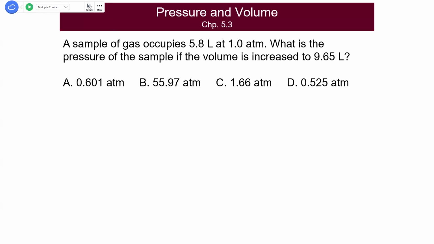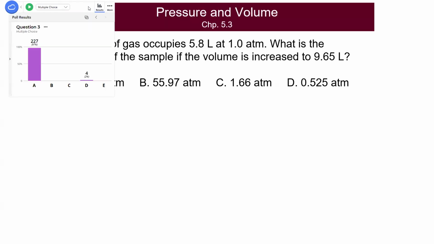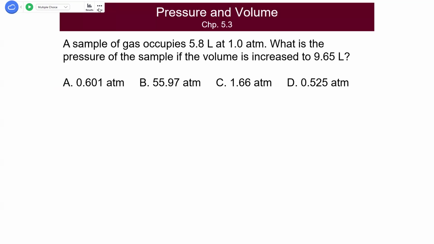What's our answer? Yeah, awesome. It should be A. Okay, great. No one picked B or C. This is a really good test taking strategy. We expected our pressure to go down. If we look at P1V1 equal to P2V2, our volume went up, so we expected our pressure to go down. So B and C do not make any sense. You can automatically get rid of those.